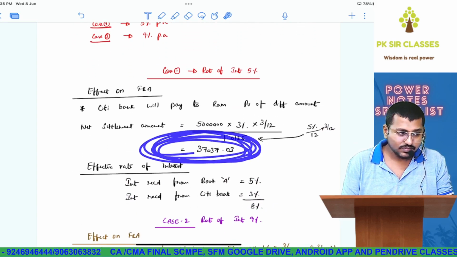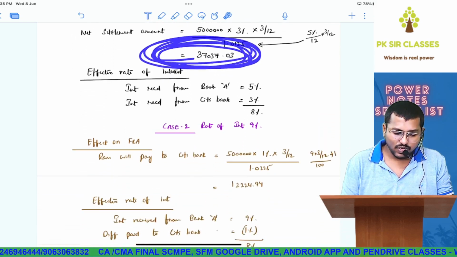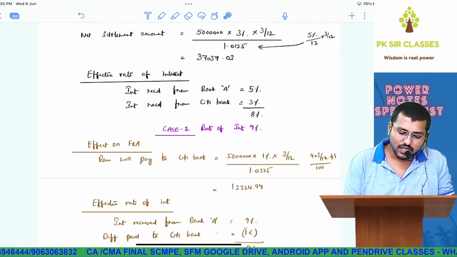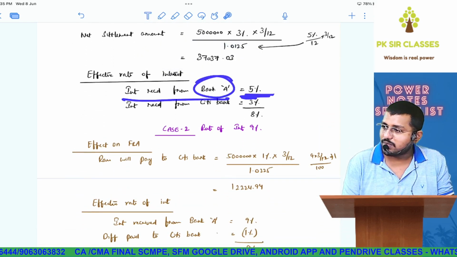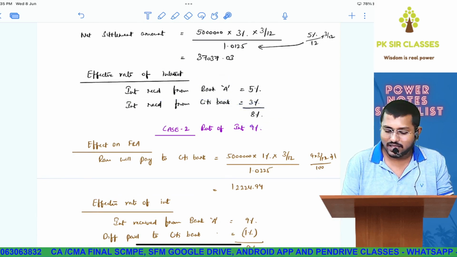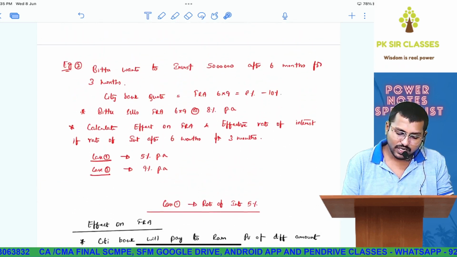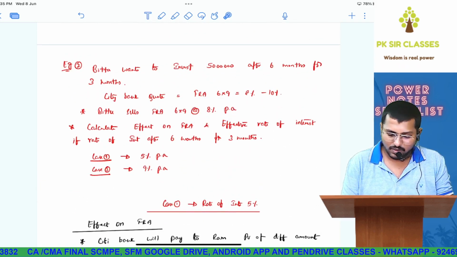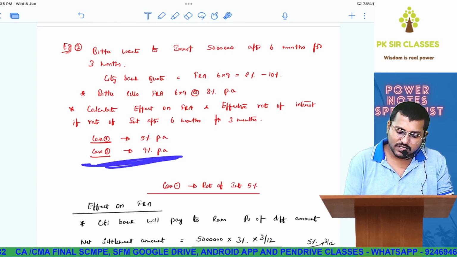Yes. Everybody. So what will be the effective rate of interest? Obviously, you will receive from the bank only 5%, but Citibank will give you 3%. Totally, you'll be receiving 8%. So did you get what you agreed for? Yes. In case 2, what happens?